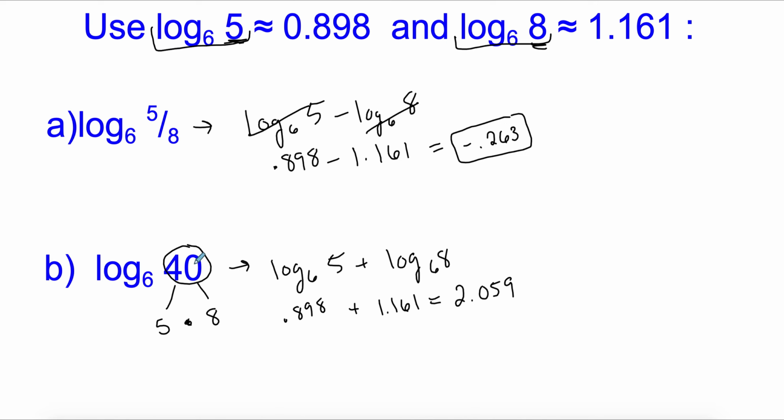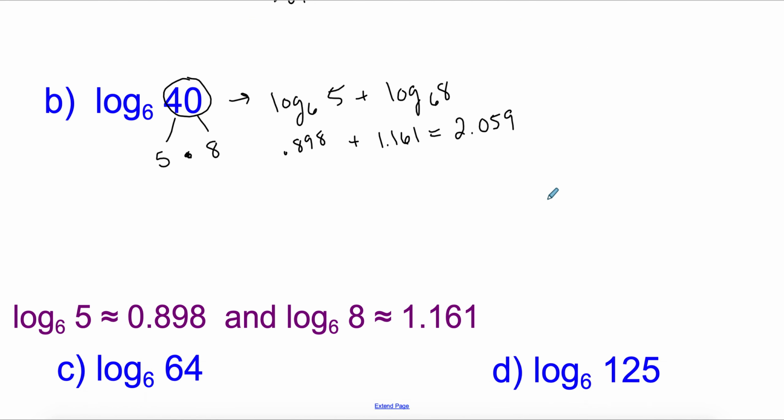You can also use a 6. A property of logarithms: if you have the base matching the number inside, that just turns into a 1. Because remember, logarithms give us exponents. So 6 to what power is 6? That's a 1. So that's another option if you need it, which we might later on.